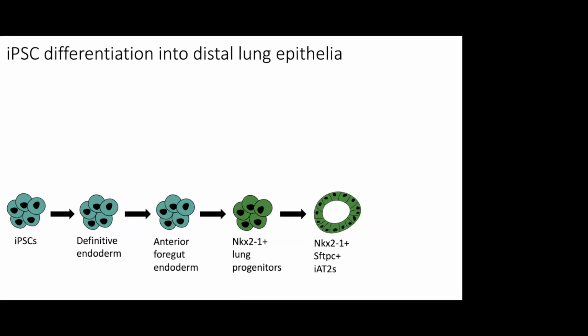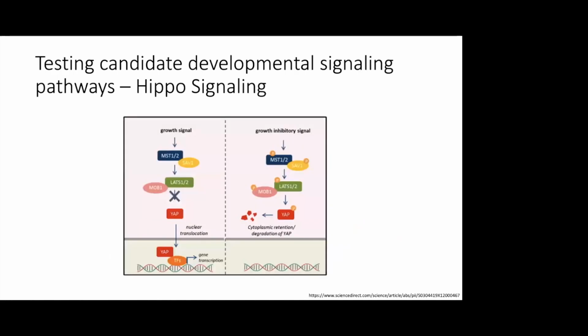So I am trying to use this differentiation to make iPSC-derived type 1 cells, but also to understand what are the signaling mechanisms driving this type 1 cell differentiation from the lung progenitors or the SPC-positive IAT2s. So the main pathway that I have been studying is the Hippo signaling pathway, specifically its nuclear effector protein YAP.